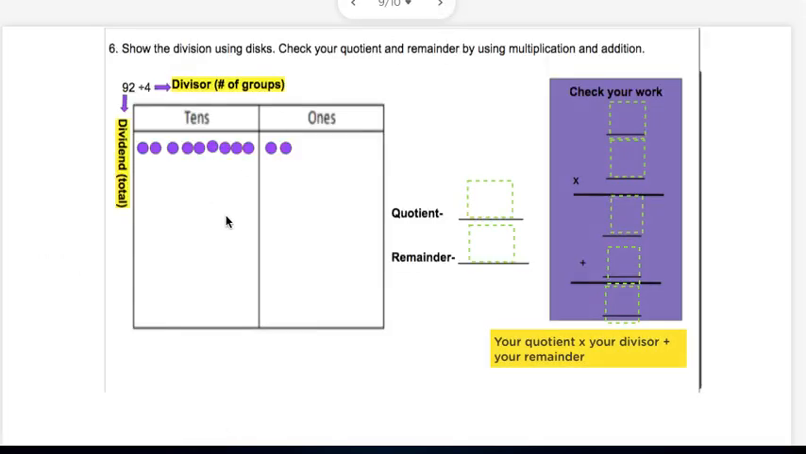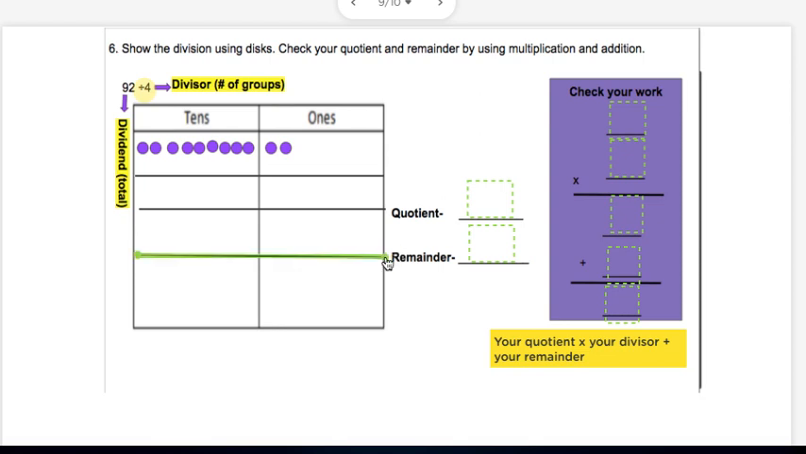Let's go ahead and try one more. In this problem, we have 92 divided by 4. How many groups am I going to break this place value chart into? Good, 4. If you're stuck on that, look at your divisor. Your divisor is your smaller number. It tells you how many groups you're going to be breaking your place value chart into. There's 1. There's 2. There's 3. There's 4. I have 1, 2, 3, 4 groups.